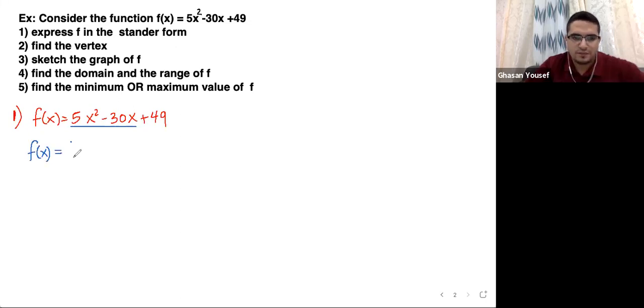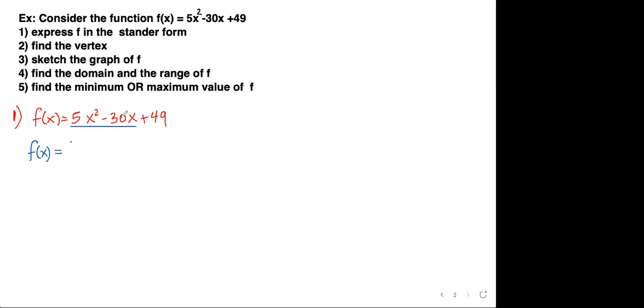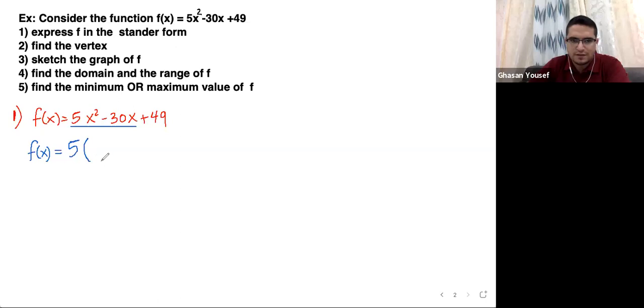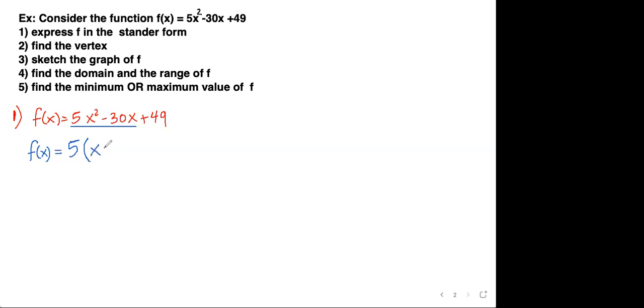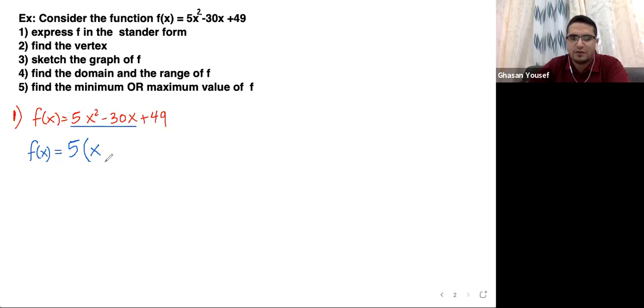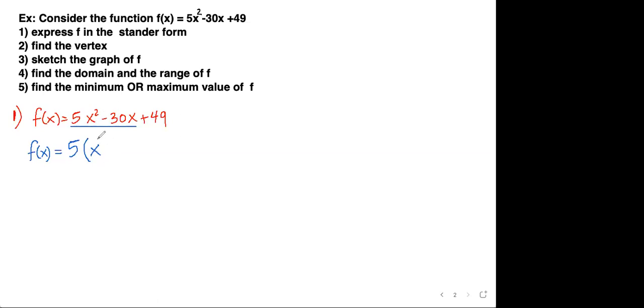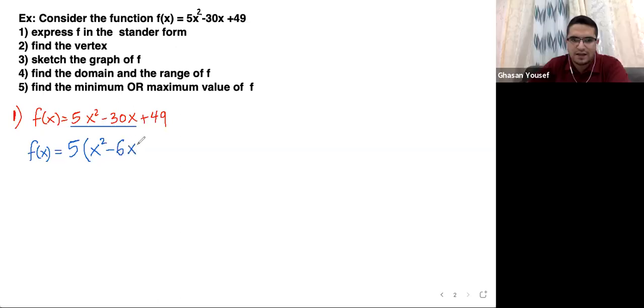Who will factor this one? Factor the 5. You would get 5, parentheses, x minus... I need to factor just the 5 without the x. Just a 5. Okay, so then it would be x squared minus 6, and then x. Exactly. Thank you. This is correct.